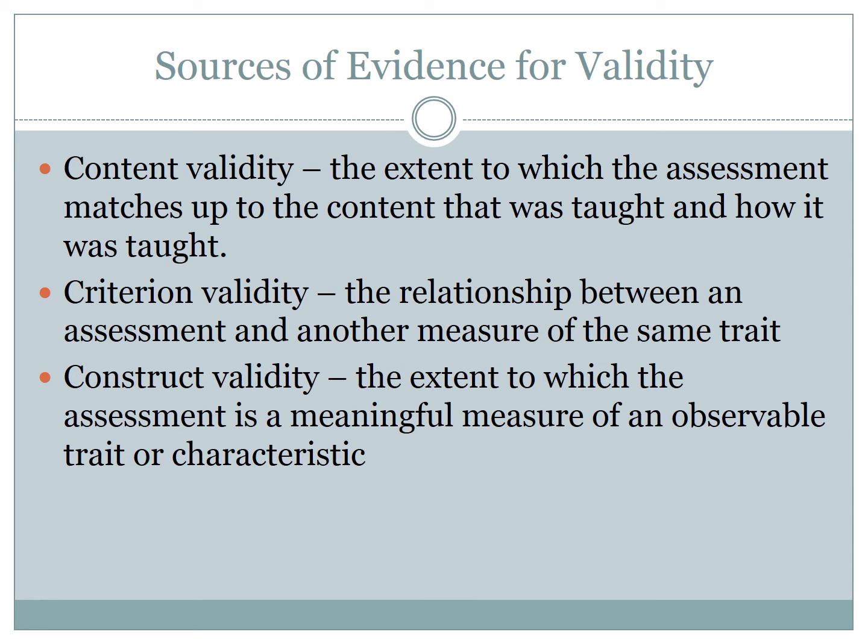We talked about how validity requires evidence because we have to determine whether our assessment contains too much error to use. 3 sources of evidence for validity are content validity, criterion validity, and construct validity. And these are actually different types of validity that you can use and use with simple procedures in the classroom. Let's consider content validity. Content validity is the extent to which the assessment matches up to the content that was taught and how it was taught. So 2 different types of things there.